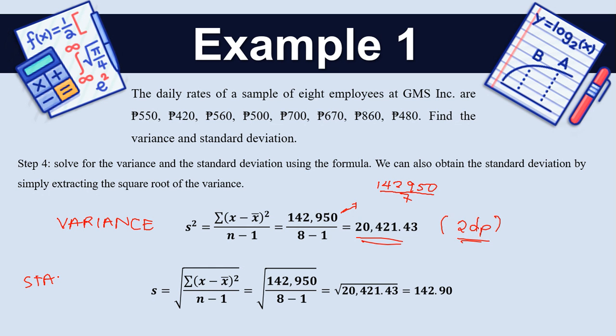Kay standard deviation mga anak, hindi nyo na kailangan ulitin, okay, yung computation. Ang gagawin nyo na lang po is kukuhain nyo na lang po yung final answer doon kay variance and then square root nyo na po. So, the square root of 20,421.43 is 142.90. Again, it should be on 2 decimal places po.